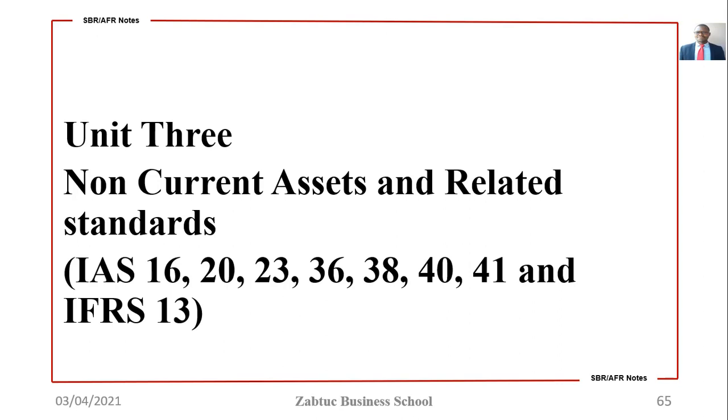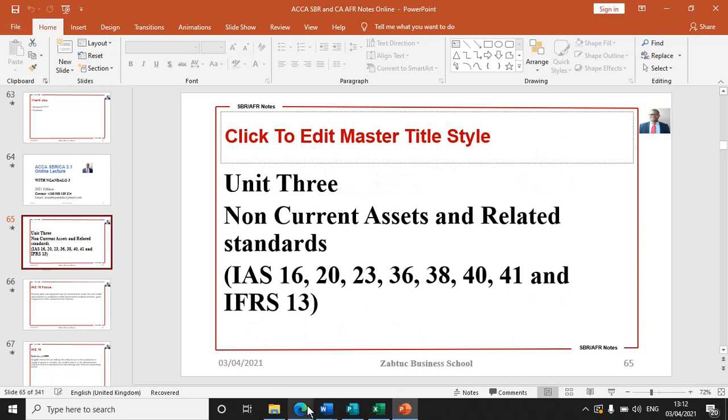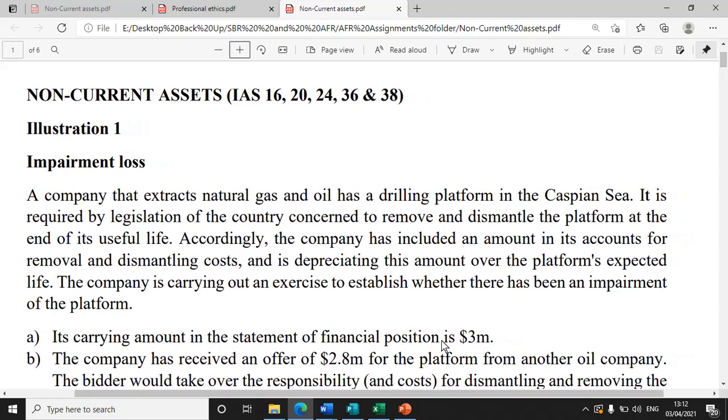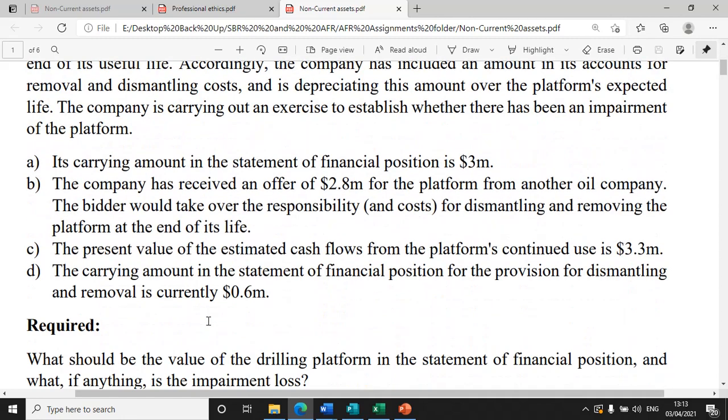Right. So I'm going to go straight into this question, and this question is a basic example on impairment loss. Now, a little bit of background: impairment loss arises when the recoverable amount of an asset is lower than what we call the carrying amount. I read the question, and I like starting with the requirements. So if you allow me, just go to the requirement.